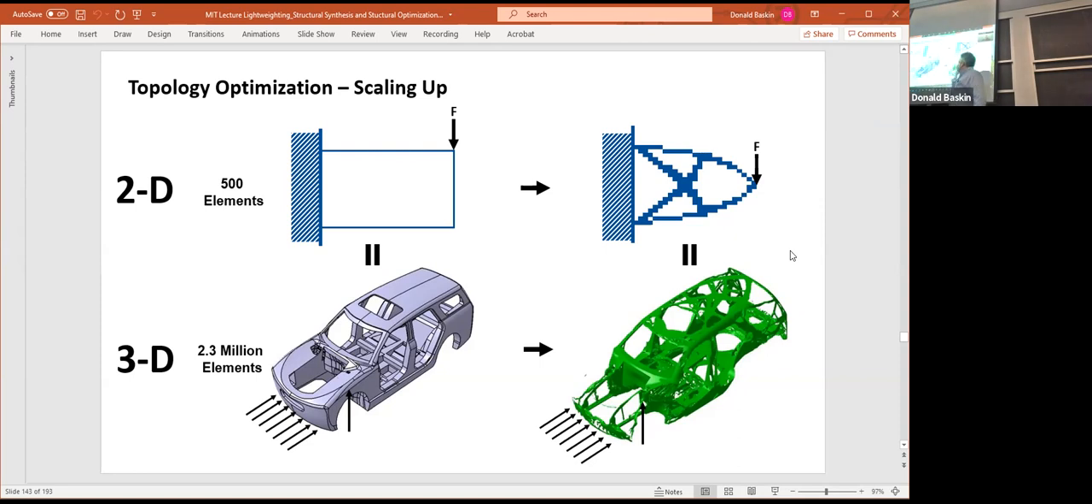This is the more complicated version of this in the real world that is used at car companies all the time to figure out what are the most efficient load paths through a body structure.